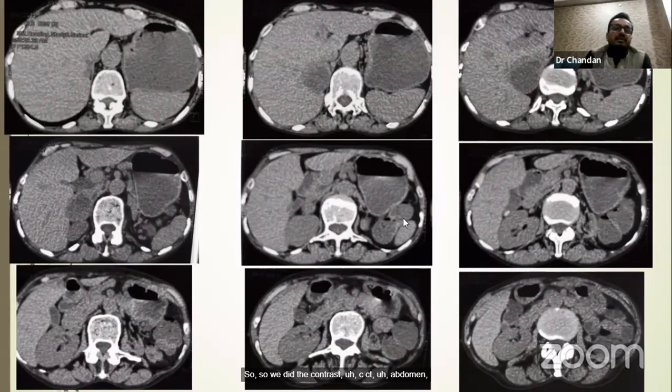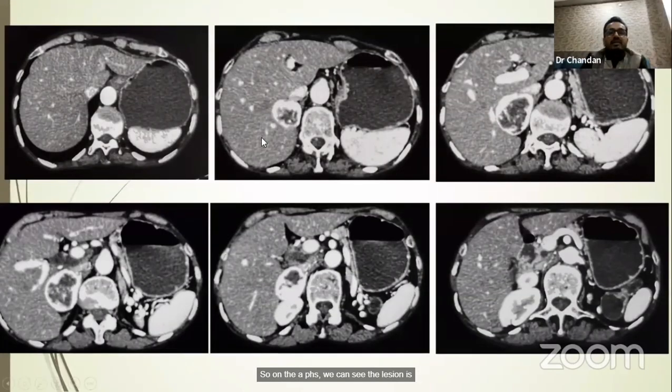We did a contrast CT abdomen, including non-contrast images. In the non-contrast images, we can see the lesion here, but no calcification is seen in it. On the arterial phase, the lesion is brilliantly enhancing with peripheral enhancement, just like the aorta. The central necrotic areas show inhomogeneous enhancement, but whatever component of the lesion is enhancing shows intense arterial peripheral phase enhancement.